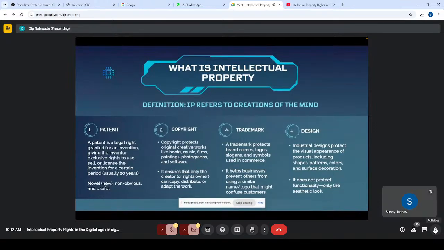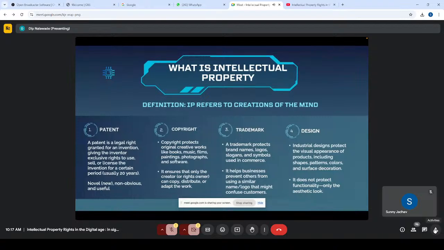And then there is a third aspect, which is the composite mark. In the composite mark, you can protect your logo and the wordmark combined. Trademark helps businesses prevent others from using similar names and logos that might confuse customers. Like MakeMyTrip and MadeMyTrip. If MakeMyTrip has a trademark, then nobody can use MadeMyTrip, because though it is different, it is similar and might confuse the customers.